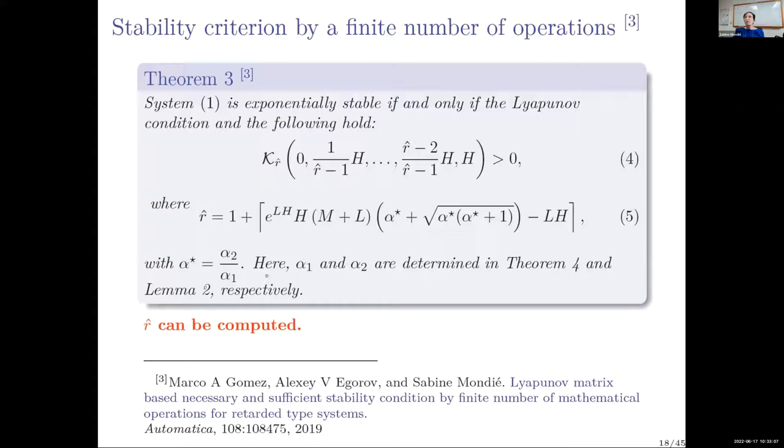All the parameters which are involved here, I will talk about them later. M is the Lipschitz constant of the system. L is a bound for the fundamental matrix, the derivative of the fundamental matrix, and so on. Probably this can be improved, okay? But at the moment, we can give a value. This part has been done with Alexey Egorov, Marco Antonio, and other students in Mexico. I will give a list at the end of the talk.